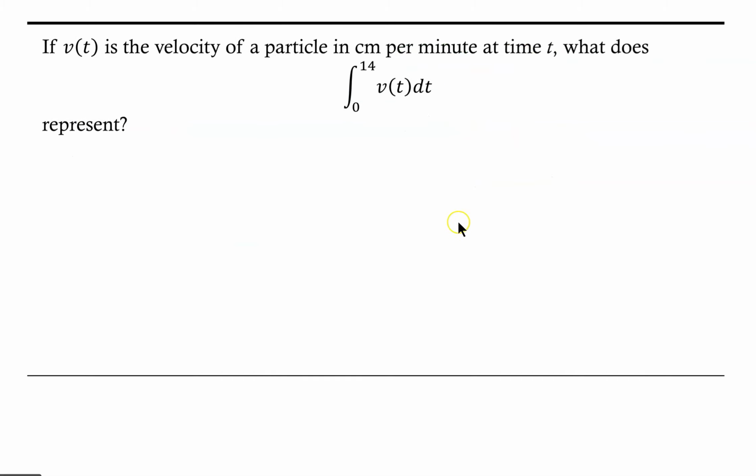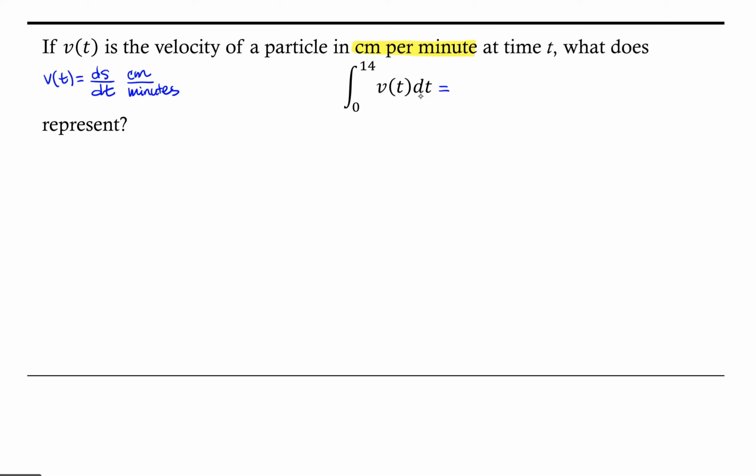Let's look at another example. If v of t is the velocity of a particle in centimeters per minute at time t, what does the definite integral from 0 to 14 of v of t dt represent? Well, we know that velocity is the derivative of position. And in this particular context, the rate we're dealing with is centimeters, so position is measured in centimeters and time is measured in minutes.